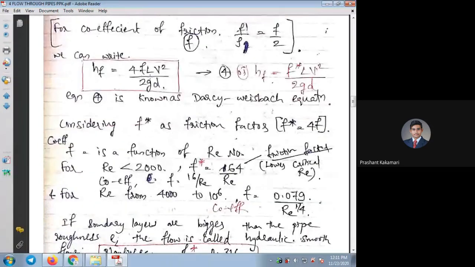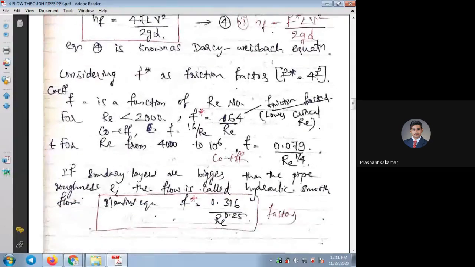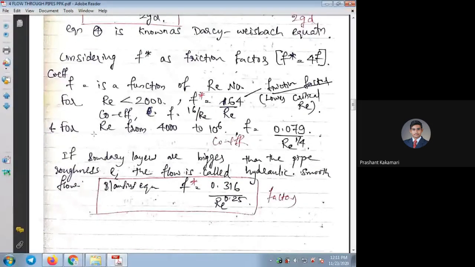So hf we know is 4fLV² by 2gD. Here, once you find out this f value, then we can find out head loss due to friction. For that, we discussed in the theory part that if the Reynolds number is above 4000, up to 10^6 values, one can use this small f value as 0.079 by Re raised to 1/4, or Re raised to 0.25.